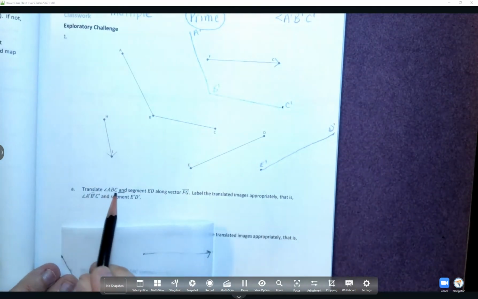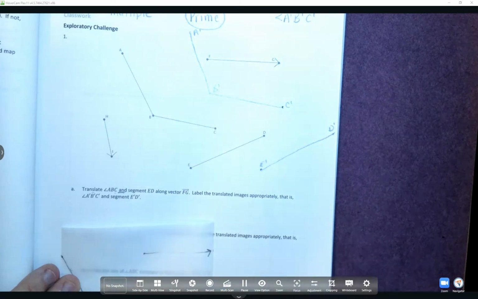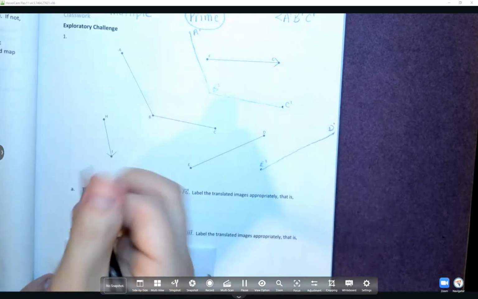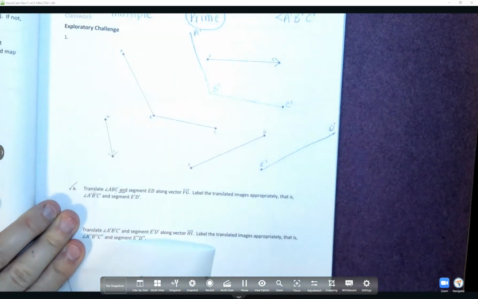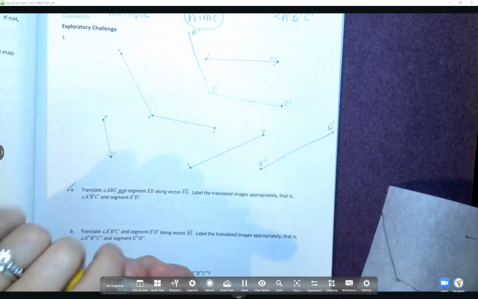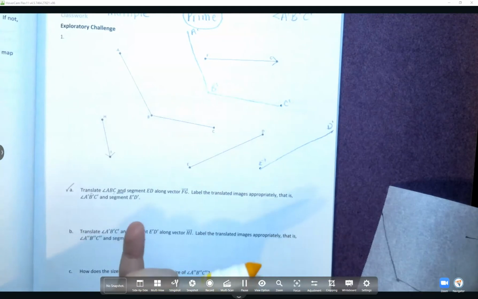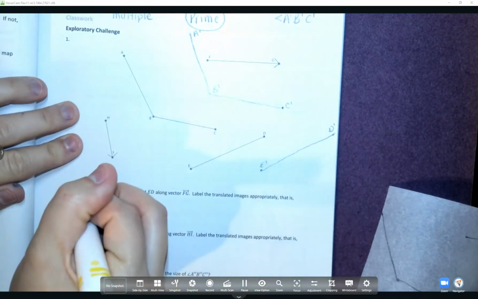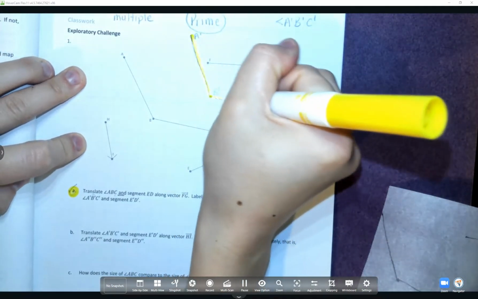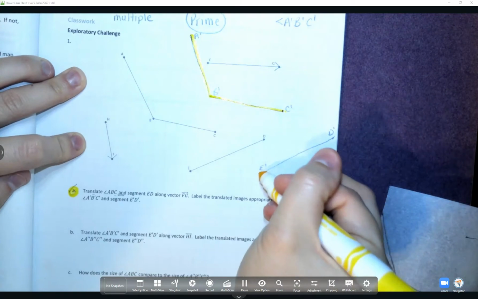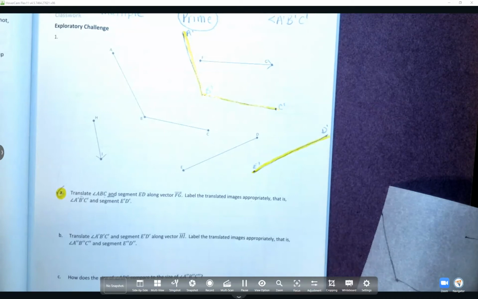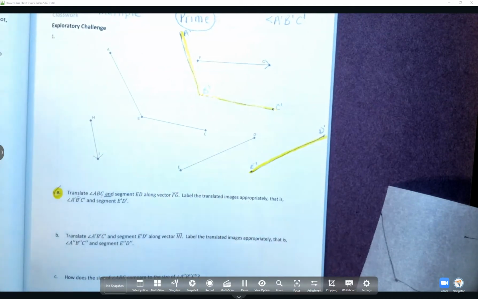So translate ABC and segment ED along vector FG. That's what we just did. Label the translated image appropriately, which we just did. So we are done with that problem right there. And to help yourself not get totally confused, you know I love to color coordinate things with my fun markers, I would do something like this. I know that ABC just became A prime B prime C prime, so that first step I highlight in yellow. It'll help you differentiate when you're looking at the image what goes where.